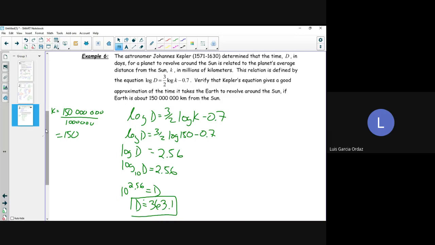Which means that the Earth takes about 363.1 days to revolve around the sun. And we know our calendar year is always 365 days. So that answer makes sense.